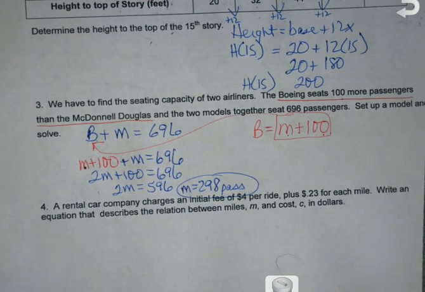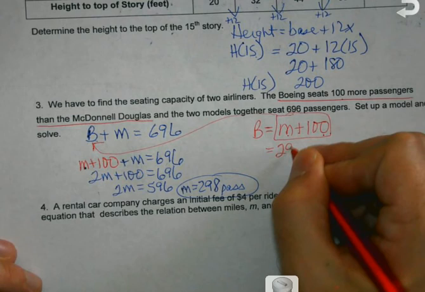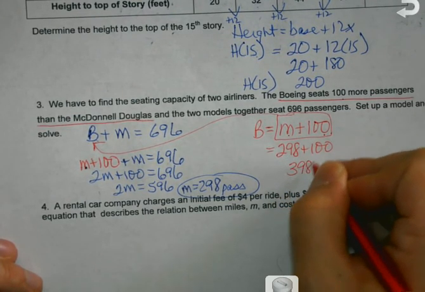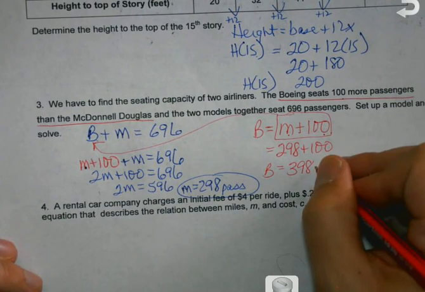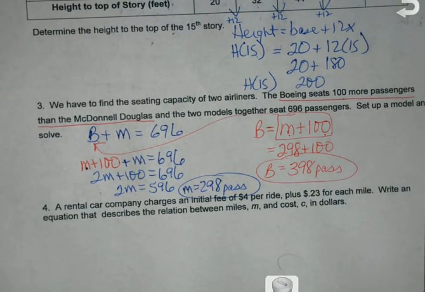But it wants to know, in this case, the seating capacity of each of the airliners. So I know that McDonnell's 298, which means Boeing is going to be 398 because they can hold 100 more passengers, and those two values add up to 696.